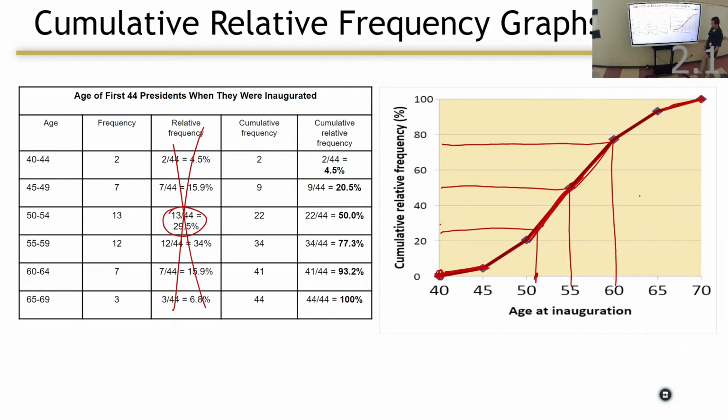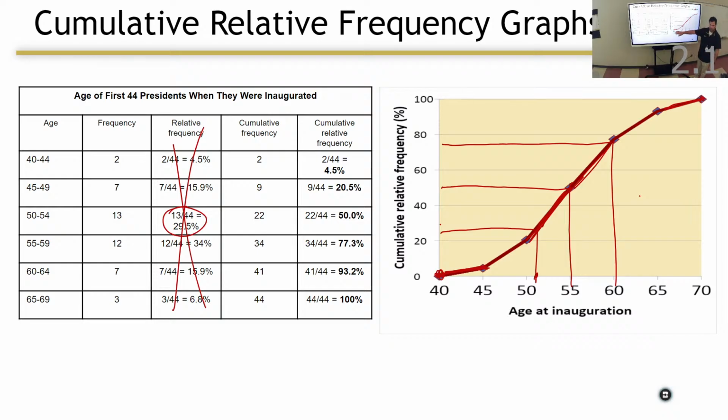60 to 51. IQR is 9. Good enough with all that? Kind of makes sense? By the time I get to 70, I'm at 100%. 100% at 70 or below.